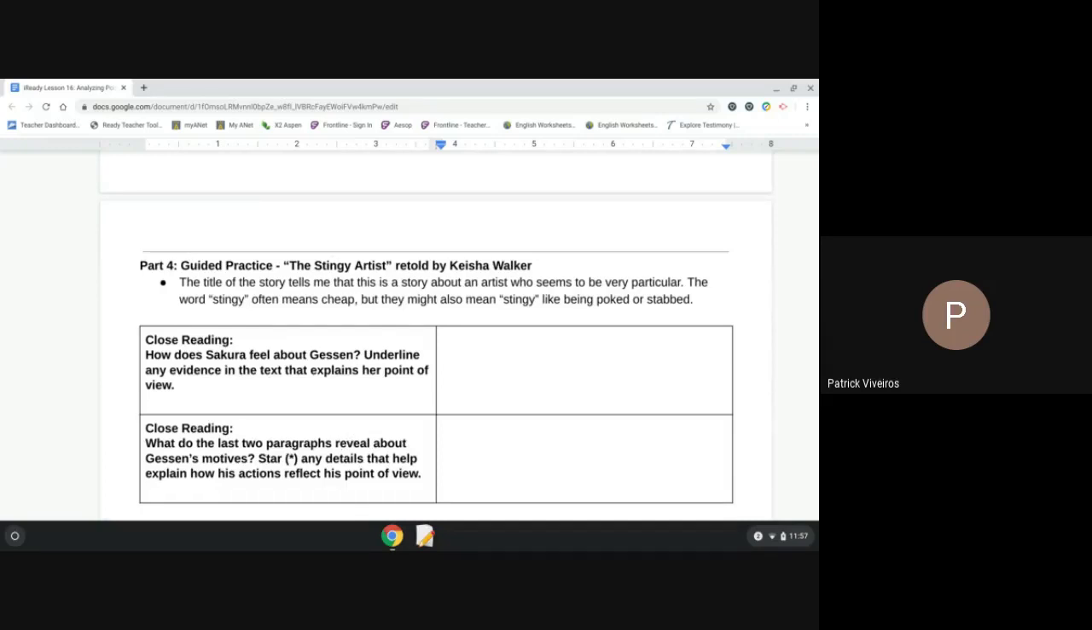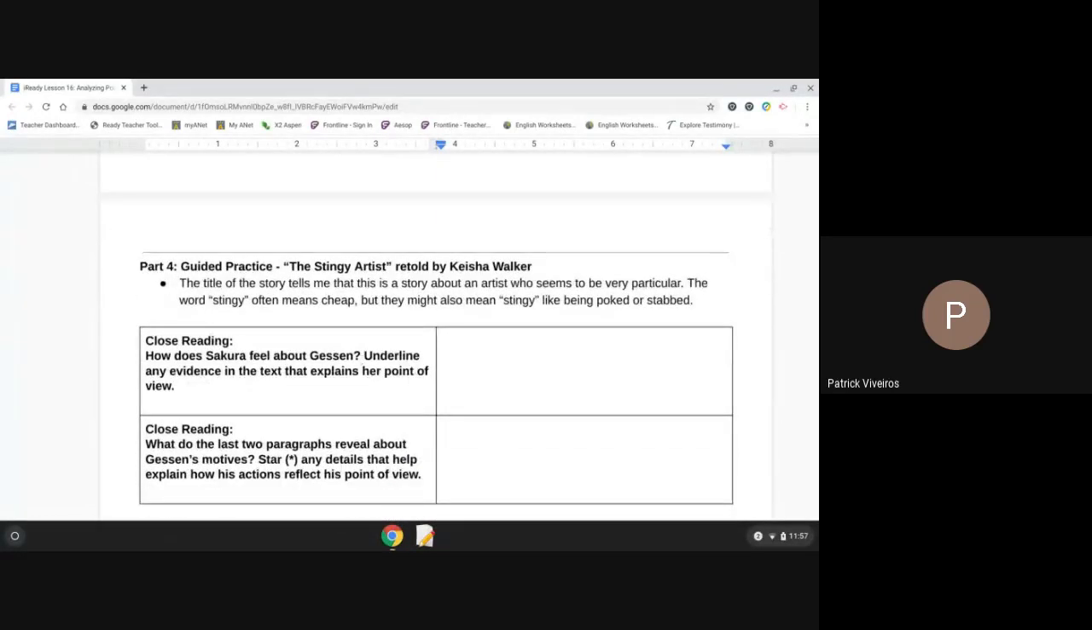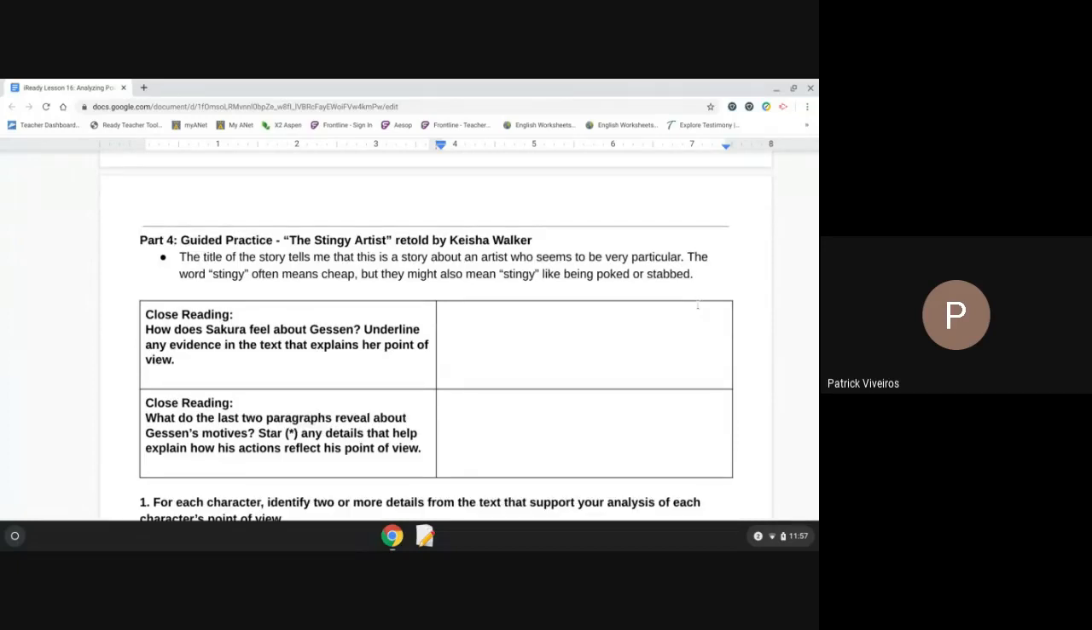But again, I'll let you know now. It does refer to stingy. That's what the story is actually about. It's about somebody who is often cheap, okay? And I'll reveal that now, even though, again, I'm just showing you my initial inferences to show you my thought process as we go through this.